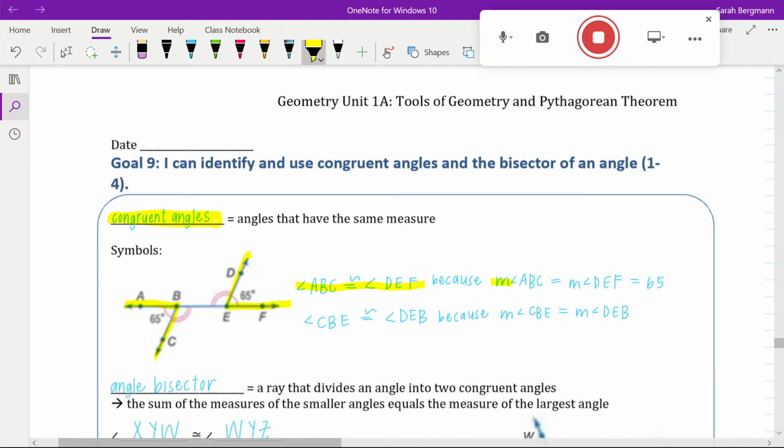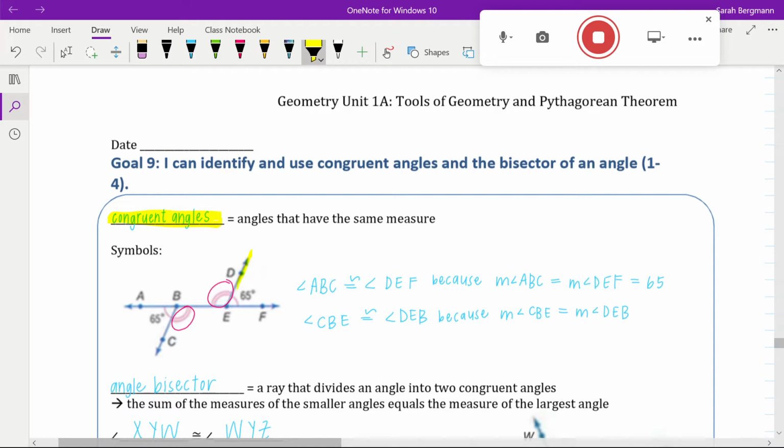Because the measure of angle ABC is equal to the measure of angle DEF, they are both equal to 65 degrees. Similarly, as we can mark segments congruent by having the same number of little dashes on the line, we can mark angles congruent by having the same number of arcs in the angle. So you can see that these two angles both have two arcs.